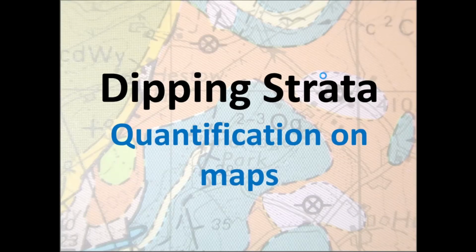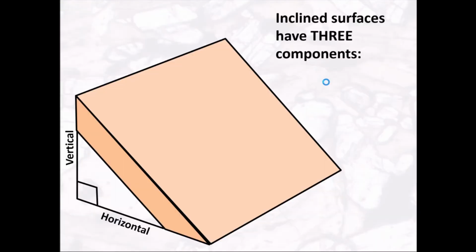But then let's say that we want to quantify the actual dip on a map. It's not enough to say we've got a vague direction. We want to be specific, and we want to give an actual number to the amount of dip. Hopefully you remember from last lecture that inclined surfaces like bedding planes have three structural components which define the geometry of that bedding plane.